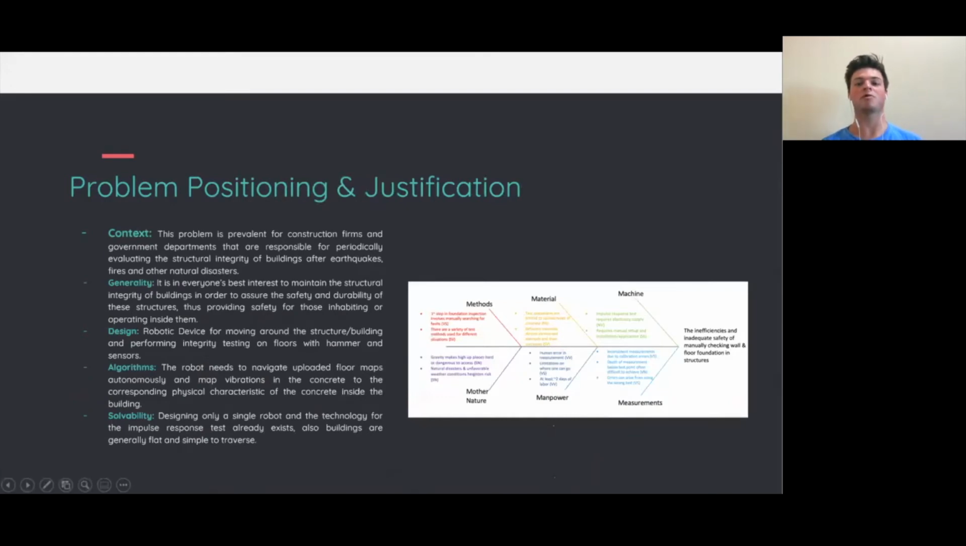Subsequent to the problem formulation, we further justified and explained the problem by studying the context, generality, design, algorithms, and solvability of the problem. These are listed to the left of the slide. After this, we performed a root cause analysis with the fishbone diagram to help identify the causes of the problem. Our specific solution will look to solve the problems mainly associated with the extensive manpower, so the manpower section, the methods of testing, the methods section, and the measurement section.